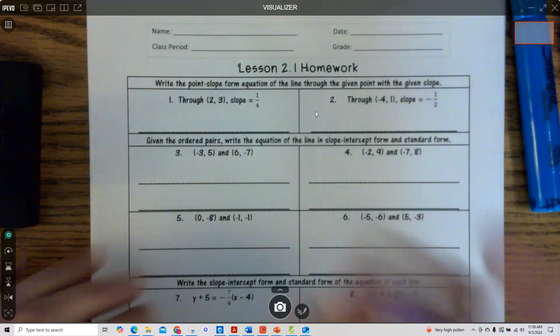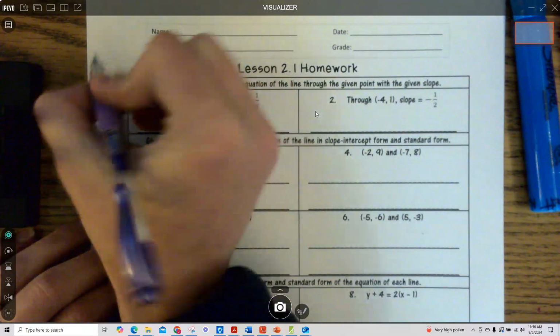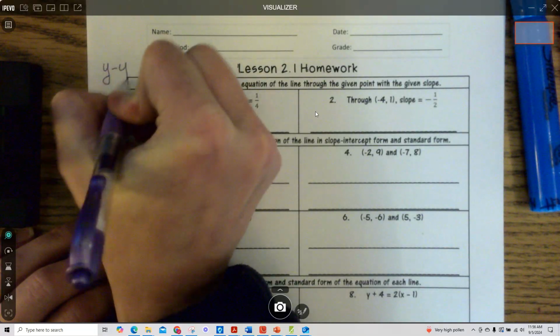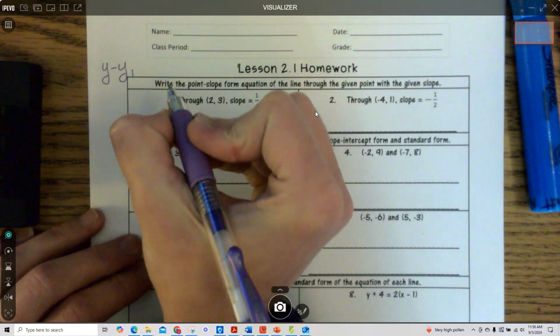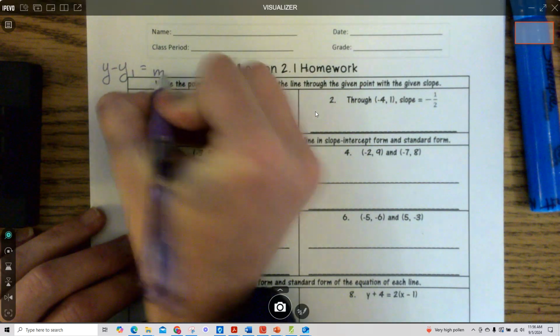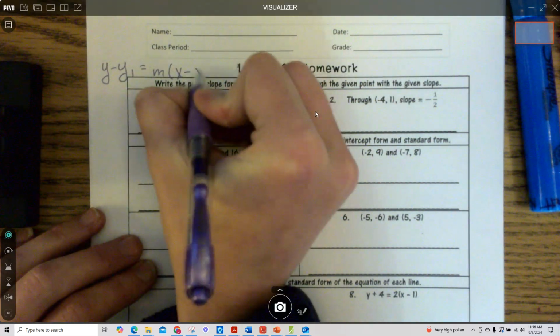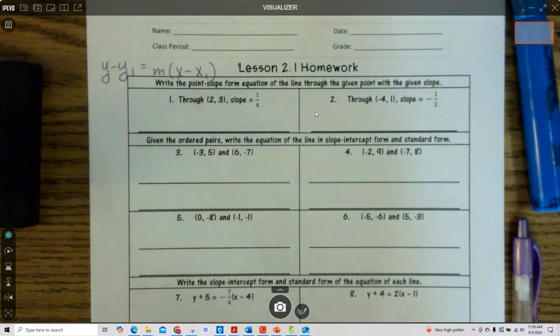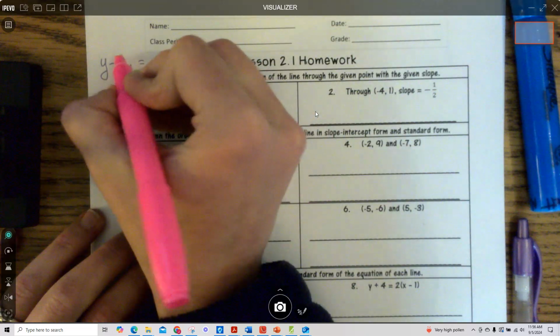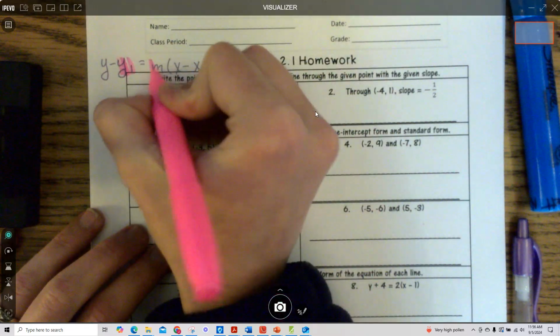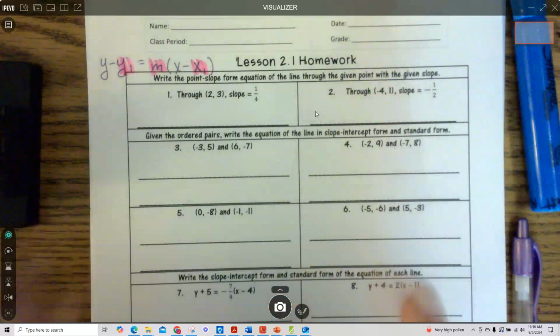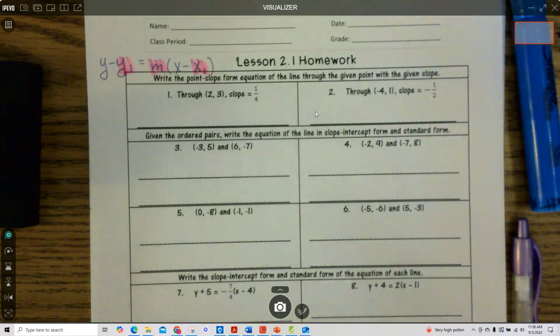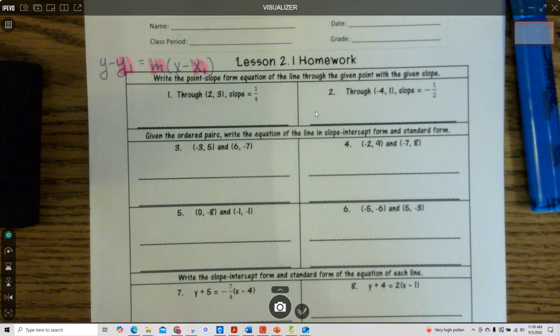So our forms, point-slope form is y minus y1 equals m x minus x1. All right, the only pieces that get filled in are the m and the x1. If they give you an ordered pair and a slope, you can put it in point-slope form, and then from there you can convert it to any of the other forms.